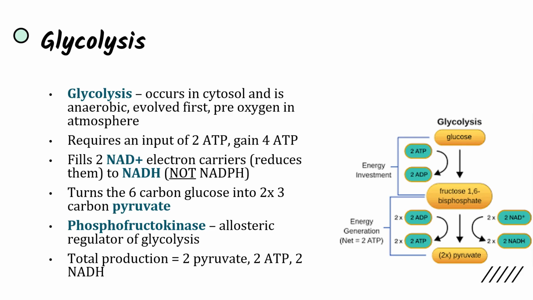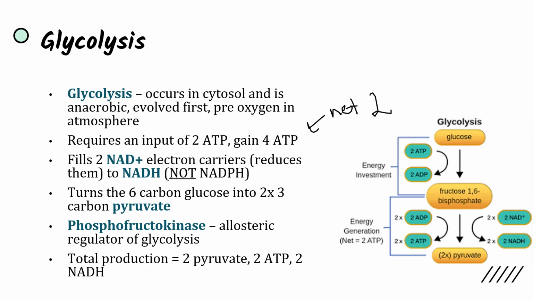And it's really the first evolution. It evolved first as a way to gain energy from biological macromolecules before there was oxygen in the atmosphere through photosynthesis, before the mitochondria had joined the eukaryotic cell to perform aerobic respiration. And it requires an input of energy, and you gain energy from it. So you have a net gain of 2 ATP because it takes 2 and you gain 4. So it's net 2.